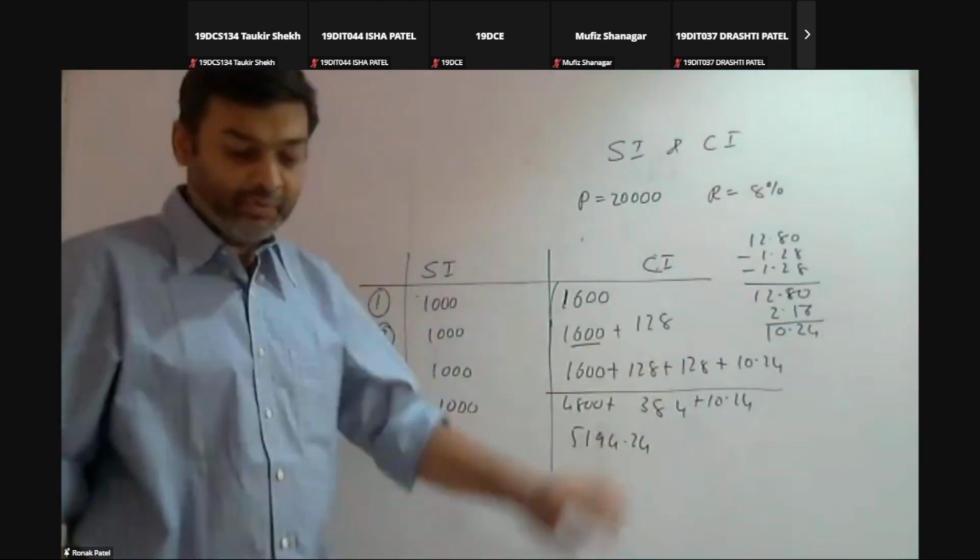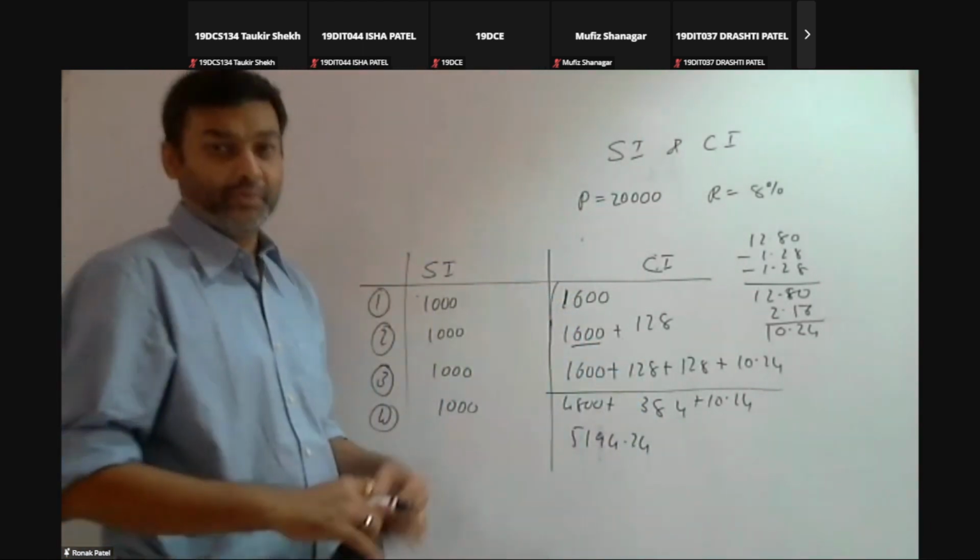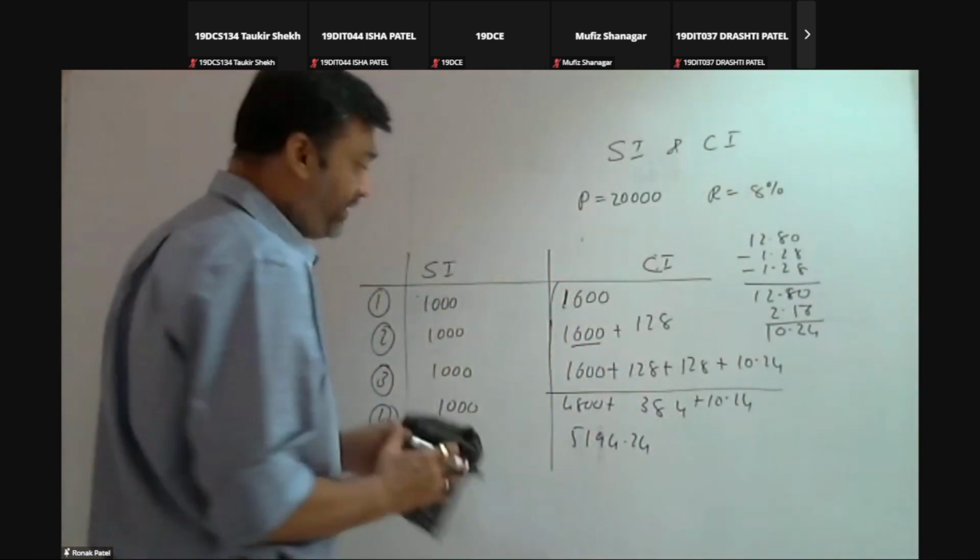Everyone, how to calculate compound interest? Why I'm using this method, I'll let you know now. I'll take one more sum to make you understand, right?